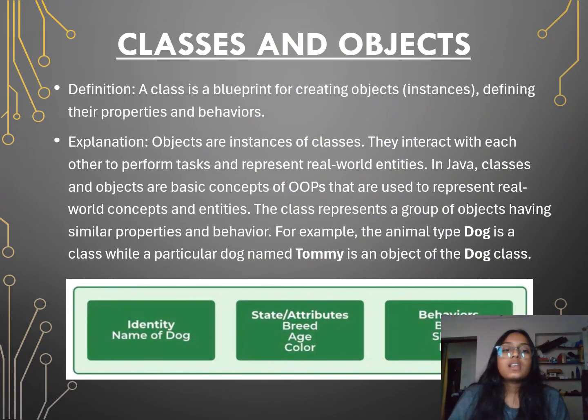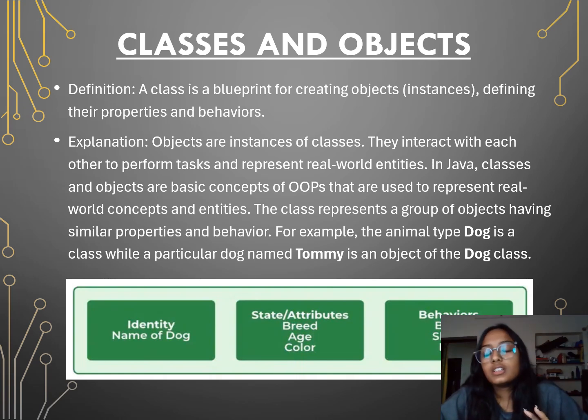Classes and objects. Definition: a class is a blueprint for creating objects or instances, defining their properties and behaviors. Objects are instances of a class. They interact with each other to perform tasks and represent real-world entities. In Java, classes and objects are basic concepts of OOPS that are used to represent real-world concepts as entities. The class represents a group of objects having similar behavior. Let us look into an example. An animal type dog is a class, while the particular dog named Tommy is an object of the class.